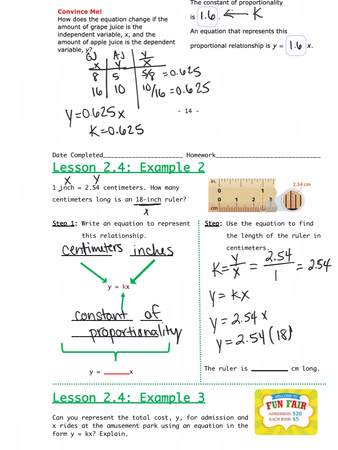So now we need to do 2.54 times 18. Remember, we just took the x that we knew, the 18, and we replaced it in our equation in order to figure out what our y is. So we're going to take that 18 and multiply it by 2.54 in order to figure out how many centimeters an 18-inch ruler will be. So we'll say 18 times 2.54, and we get 45.72. So we know a ruler is 45.72 centimeters long if it's 18 inches long.